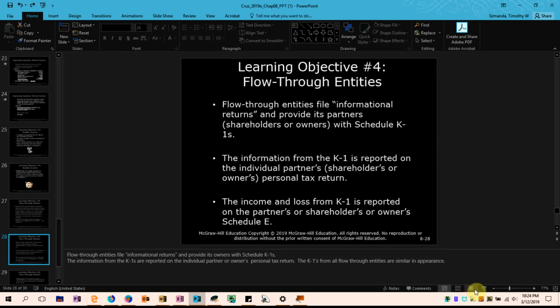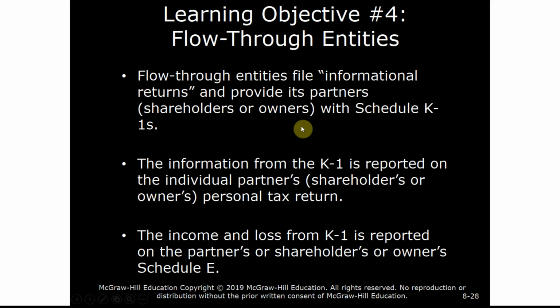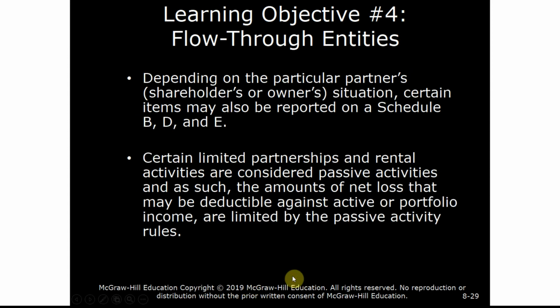So as I said, just to review a little bit, the flow-through entities do have to file informational returns. For example, a partnership would file Form 1065, and then it would send K1s down to the owners, just to let them know: this is your share of the operating income, this is your share of any Section 179 expenses, this is your share of any capital gains and losses, this is your share of any contributions that the partnership or S-corp made. And as I said, any income or loss is reported from K1 onto Schedule E of the owner's tax return.